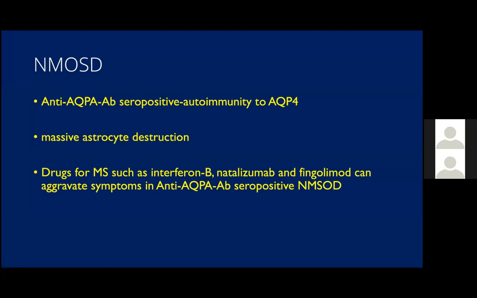NMO is basically another demyelinating disease which has different pathology than MS. Basically, these are autoantibodies against aquaporin 4 receptors, and this leads to massive astrocyte destruction. Why is it important to diagnose it correctly? Because the drugs for MS, such as interferon, natalizumab, or fingolimod, can aggravate symptoms in these patients if we don't correctly identify them.